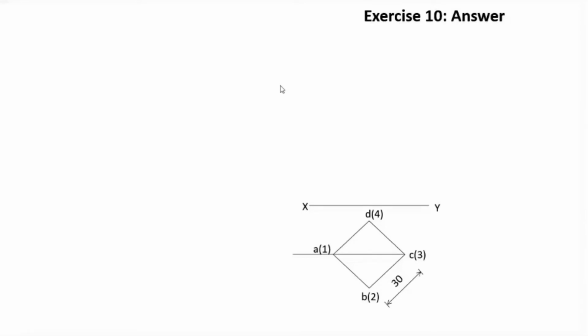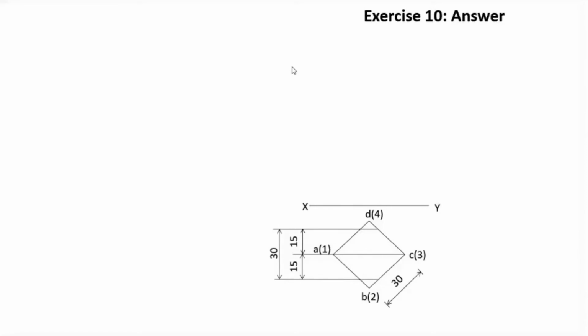Since these two are parallel to the HP, in the top view these two lines should be parallel to the XY line and the true length should be visible in the top view. That is the condition. So we mark the 30 mm on both sides. You cannot take any 30 mm; it should be symmetrical. That is 15 mm above the main diagonal and 15 mm below the main diagonal.